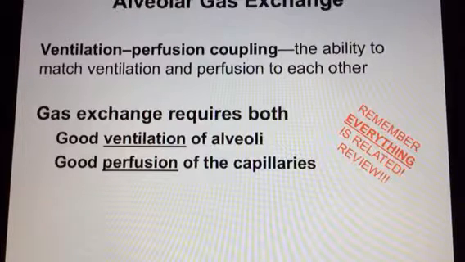Okay, and then this last part has lots of pictures about this in your book and also in this PowerPoint, but the ventilation perfusion coupling. So it basically means that we know that everything is connected, and so we want good ventilation of the alveoli, which means constant air coming in, going across the alveoli, but that air needs somewhere to go. I guess I should be more specific. Those gases need somewhere to go. So that needs good perfusion of the capillaries. So both of those need to be in sync, if you want to think about that.